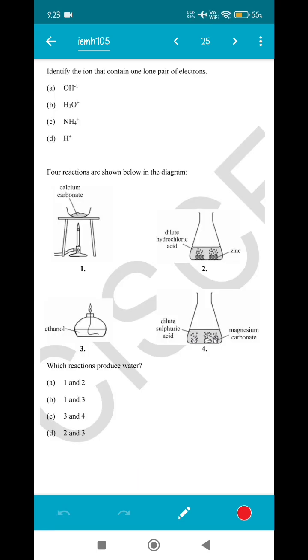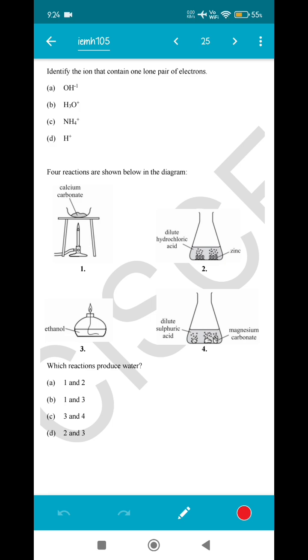So the next question is, identify the ion which contains one lone pair of electrons. So what is a lone pair? A lone pair is a pair of electrons which is not involved in bonding with any other atom. So these are called lone pairs. So all of these examples are ions. OH minus is the hydroxyl ion, H3O plus is the hydronium ion, NH4 plus is the ammonium ion, and H plus is the hydrogen ion.